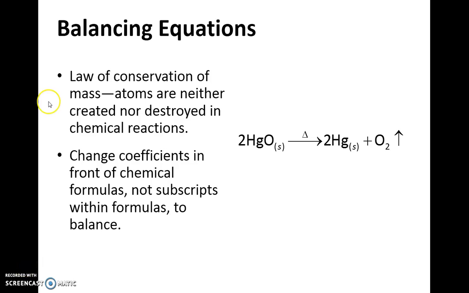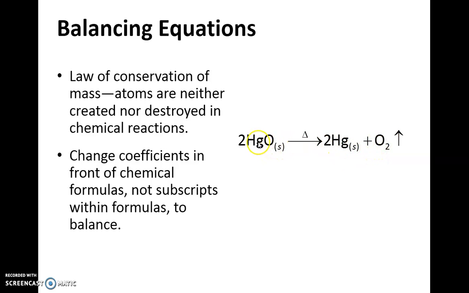Okay, so when we balance equations, we're applying the law of conservation of mass. Atoms can't be created or destroyed within the chemical reaction. So what that means is everything on this side has to add up to the same thing on this side. Even though we have different configurations, we should still have the same number of atoms.